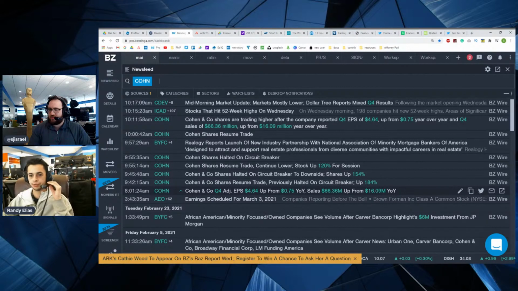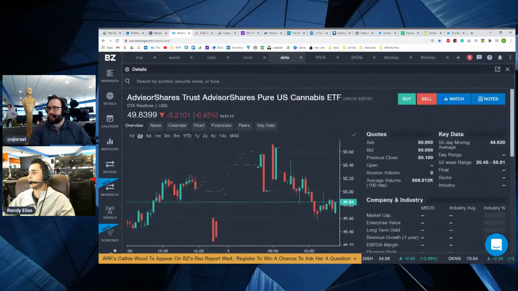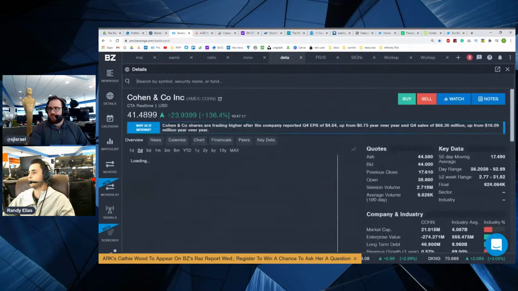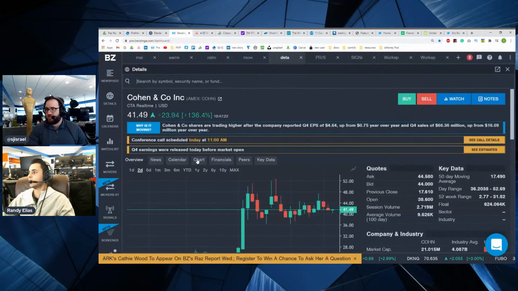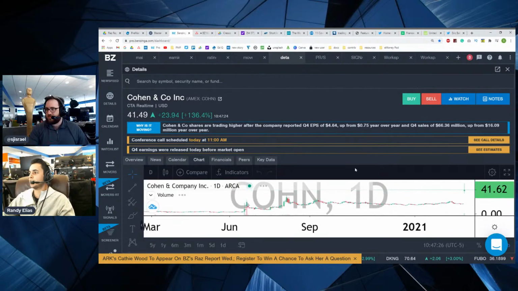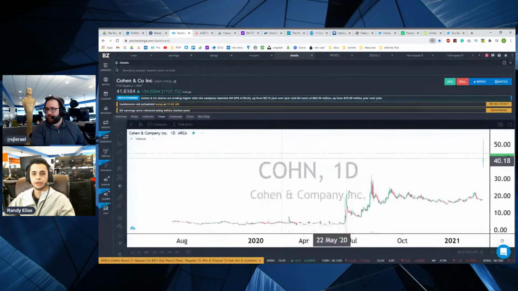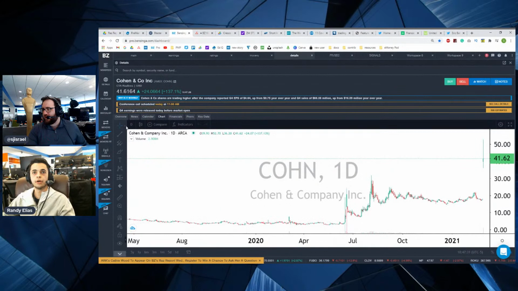The reason why this one's on my radar, it was the top gainer of the day. It still is. It's up 136% for the session. The stock averages 9,000 shares. Average volume is 9,000 on daily, and it has 2.9 million today. Let's see if we can get this chart up there. Whoa! Look at that. This is a daily chart. So this stock is really booming today.